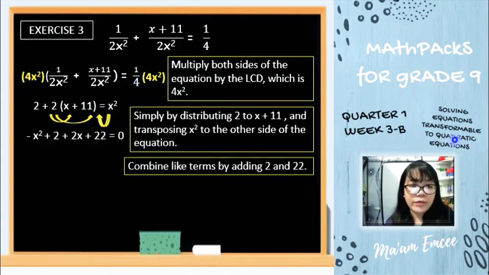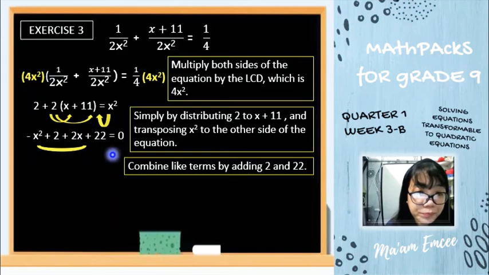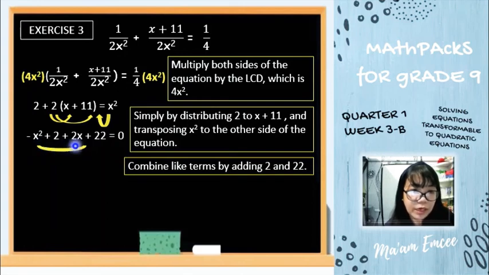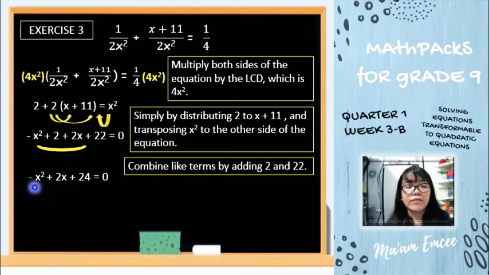Then we simplify by combining like terms by adding 2 and 22. So our like terms here are 2 and 22, not x squared and 2x. So 2 and 22 is equal to 24. So we copy negative x squared. Then we have here 2 plus 22, that is 24. And then we also copy 2x. So our equation now is negative x squared plus 2x plus 24 is equal to 0.